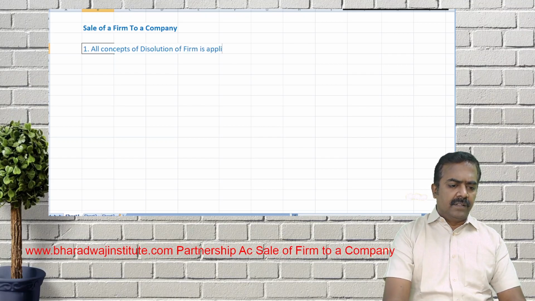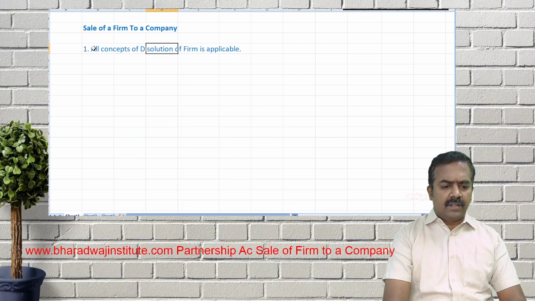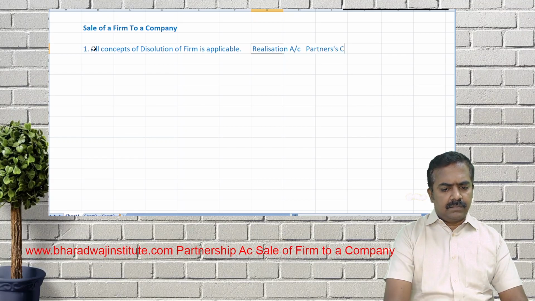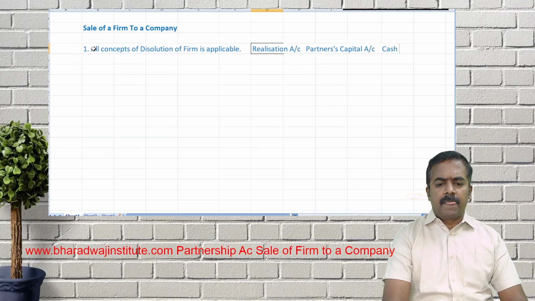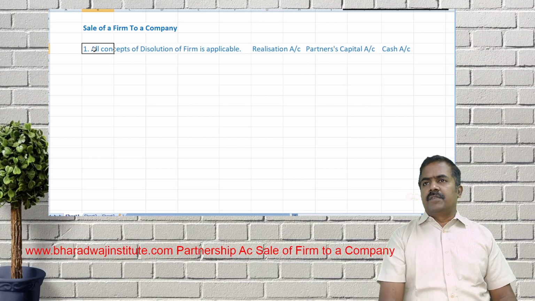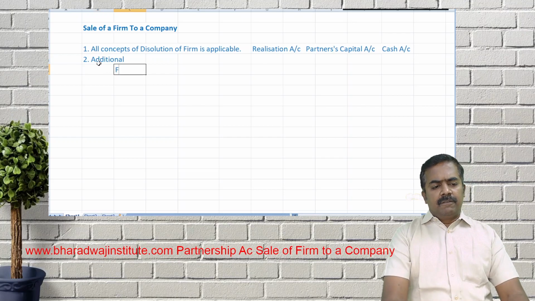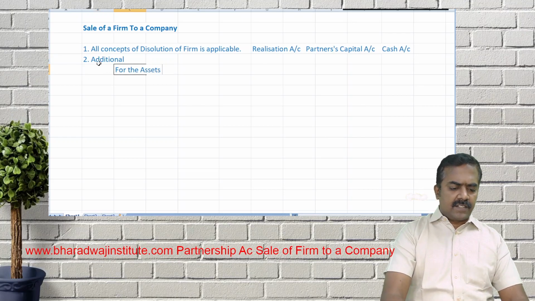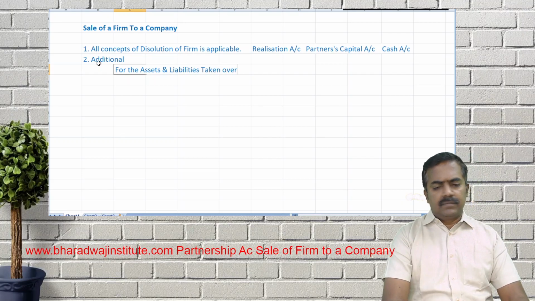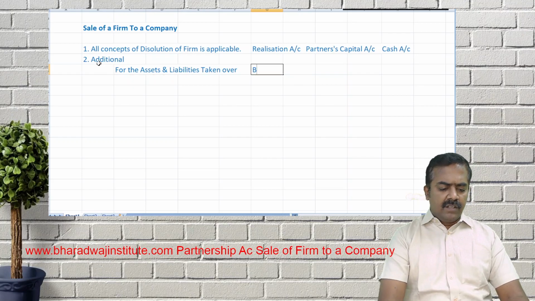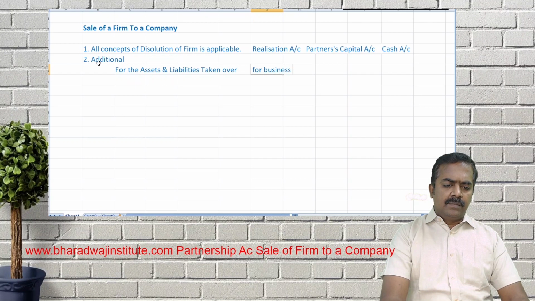Dissolution of firm is applicable, which means Realization account, then Partners capital account, and you will maintain Cash account also. All the concept of dissolution of firm is applicable. What is additional is, for the assets and liabilities taken over, or we can call it as for the business purchased by the company.